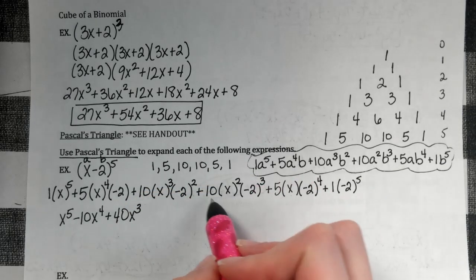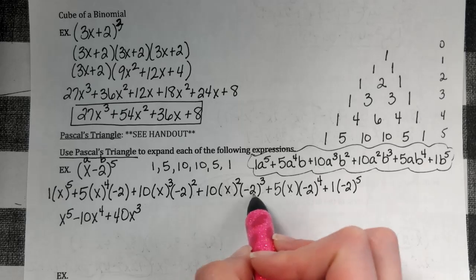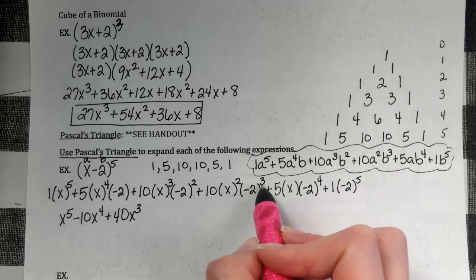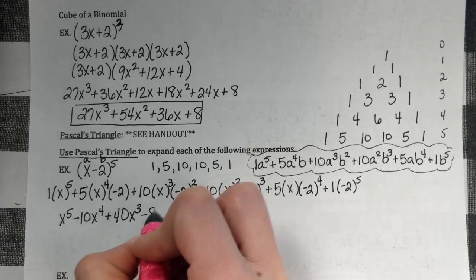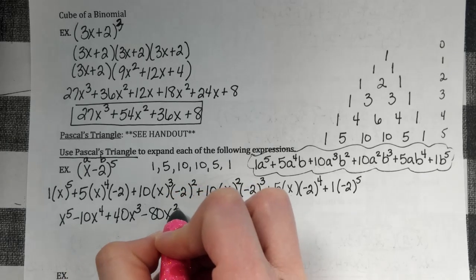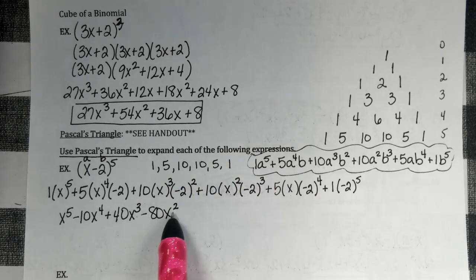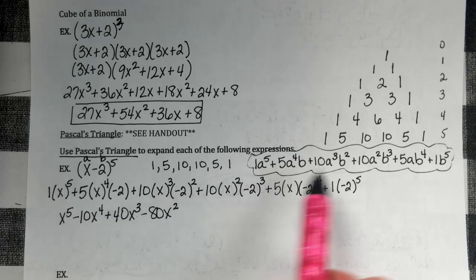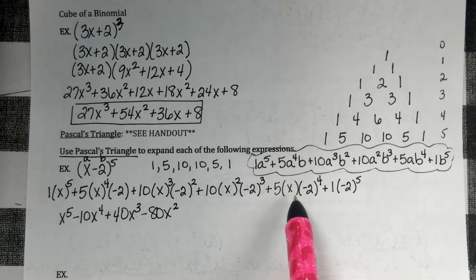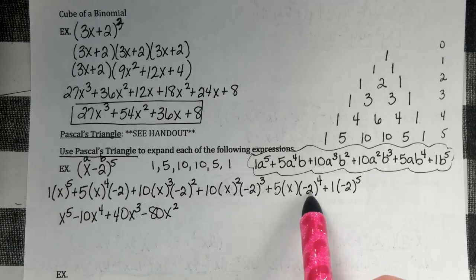And then I have 10 times x squared times negative 2 cubed. Negative 2 cubed is a negative 8. Negative 8 times 10 is a negative 80 x squared. So each of these x's should be in standard form, x to the 5th, x to the 4th, x cubed, x squared, and now I'm looking at x. So I have 5 times x times negative 2 to the 4th power.